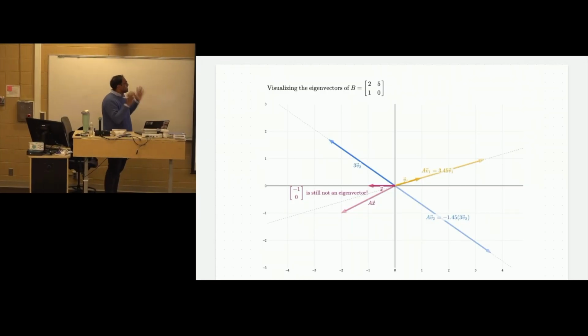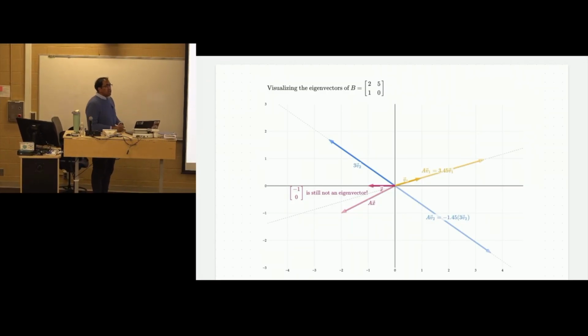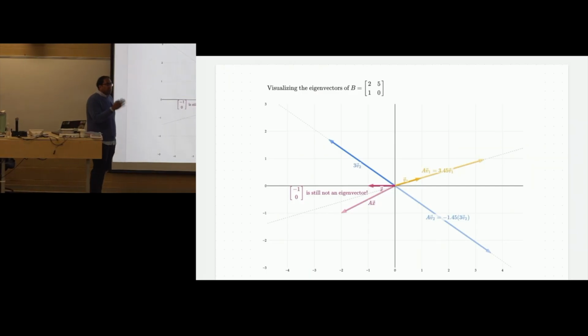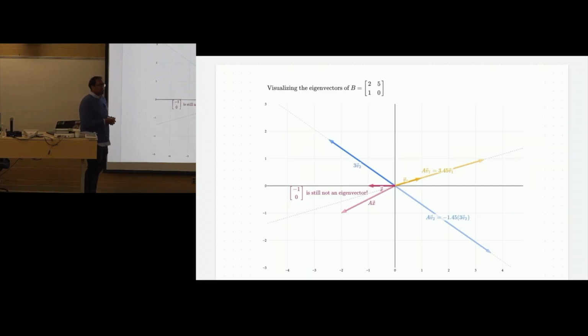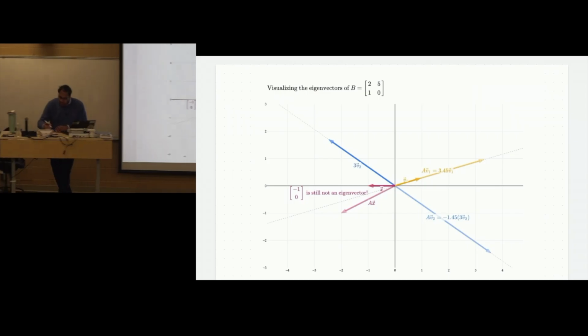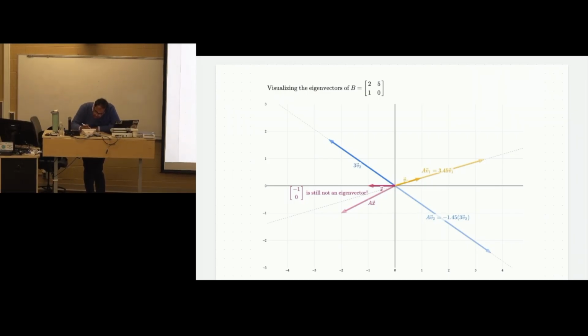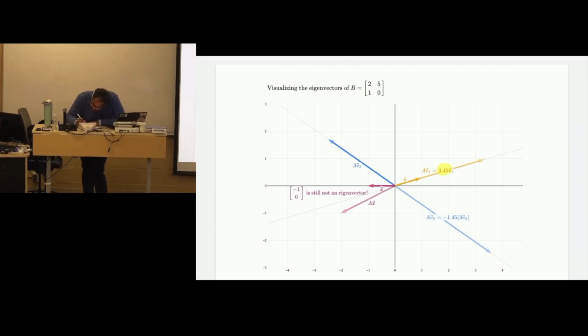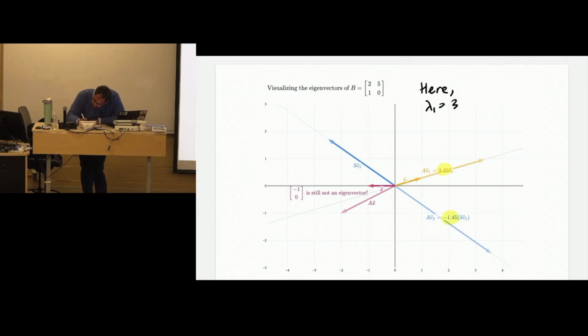And I'm just showing you that this is a possible case when you have a 2x2 matrix. And in general, if you don't know anything else about a matrix, there's no reason to believe that its eigenvectors for different eigenvalues are orthogonal. Okay? So here, you just highlight what the eigenvalues are. One eigenvalue is 3.45. The other is negative 1.45.